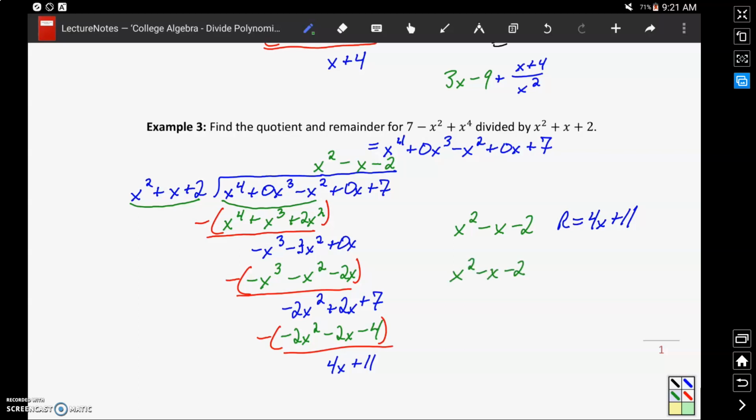Or x squared minus x minus 2 plus the quantity 4x plus 11 all over x squared plus x plus 2.